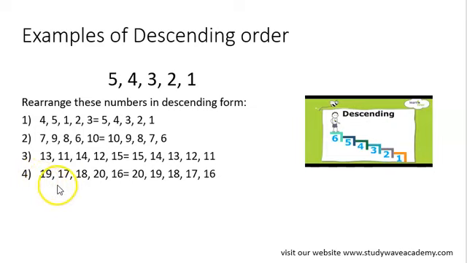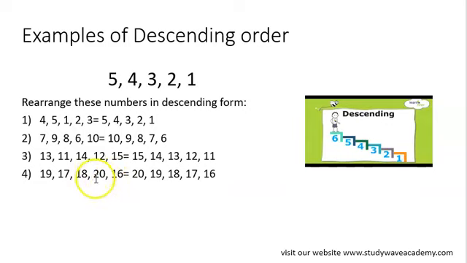We have 19, 17, 18, 20, 16. What are we going to do first? We are going to identify the biggest number. The biggest number here is 20, and the smallest is 16.